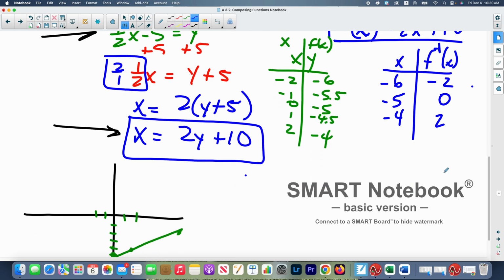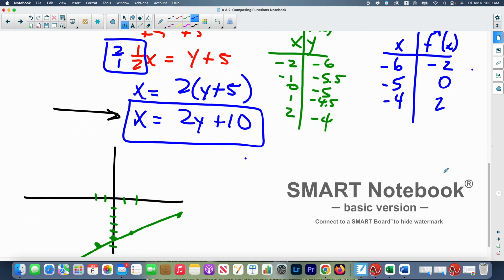Okay? Now, I'm going to take those same points and graph them. So let's take -6, -2, -5, 0, and -4, 2. Let's go graph them.